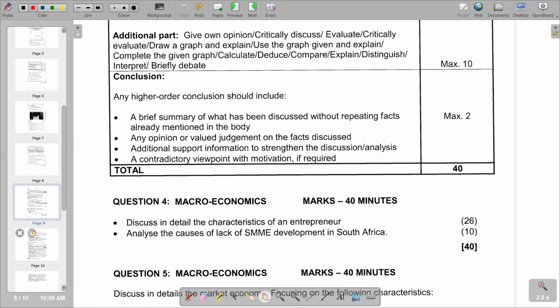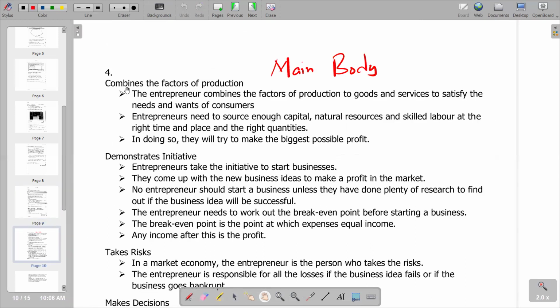The first characteristic is combining the factors of production. An entrepreneur has to have the ability to combine the factors of production. That's one of the main characteristics. The entrepreneur combines the factors of production to produce goods and services to satisfy the needs and wants of consumers. For goods and services to be produced or sold, there should be a combination of the factors of production.